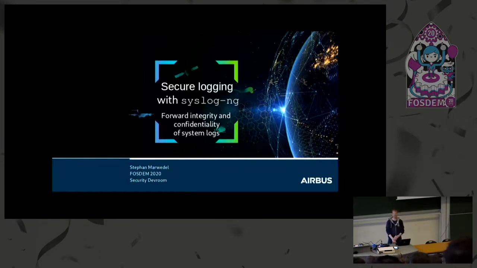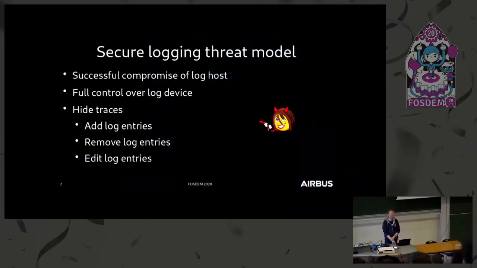Before actually coming to the topic, I want to explain what we want to protect against. So what is actually the threat model that we want to protect against? Forward integrity and confidentiality is about securing the log host against attackers that gain full compromise.